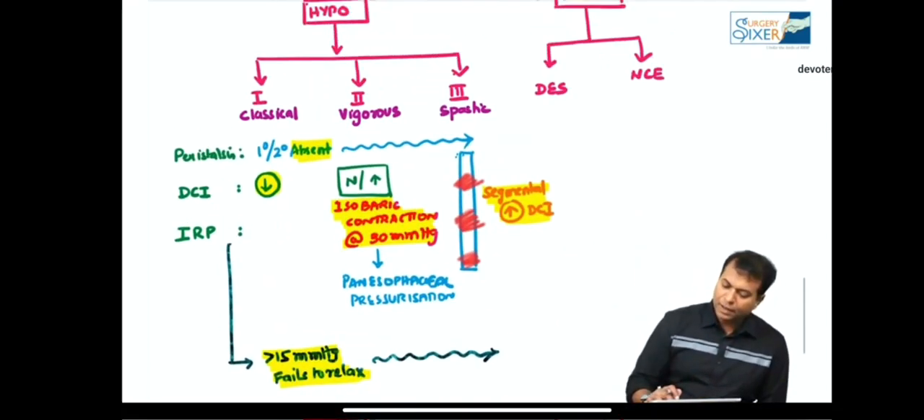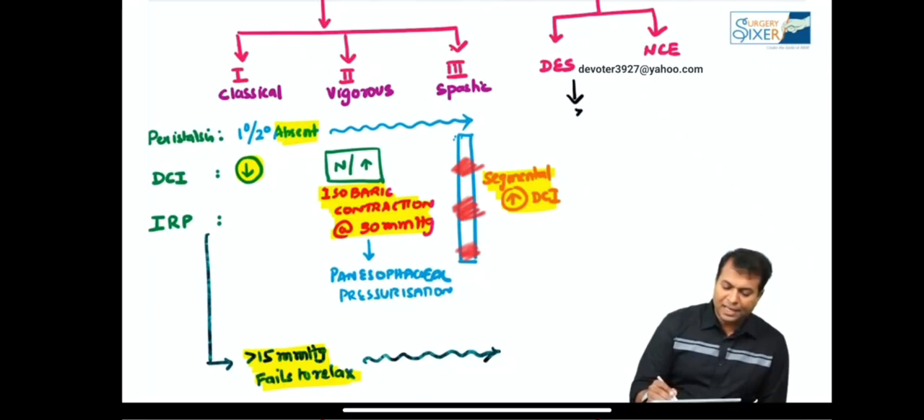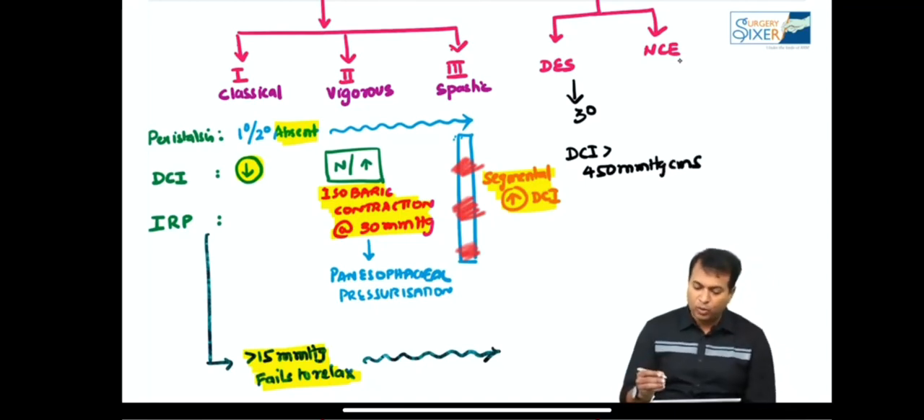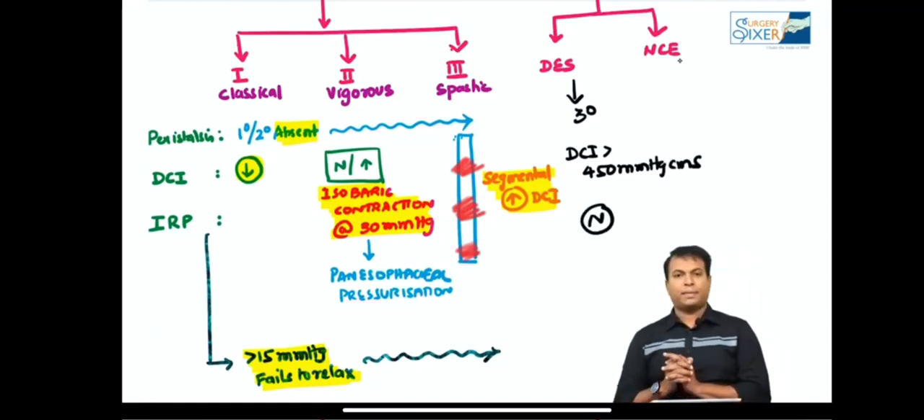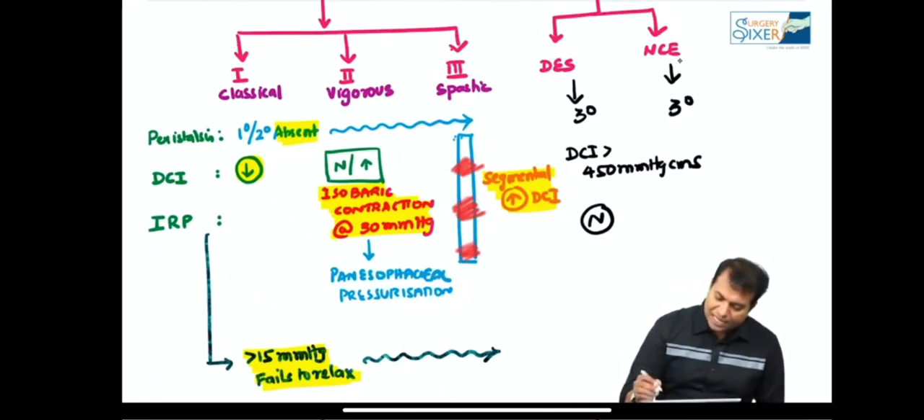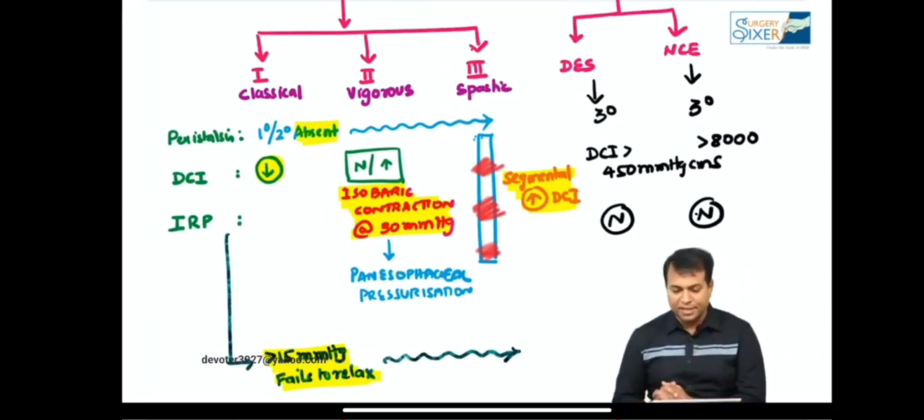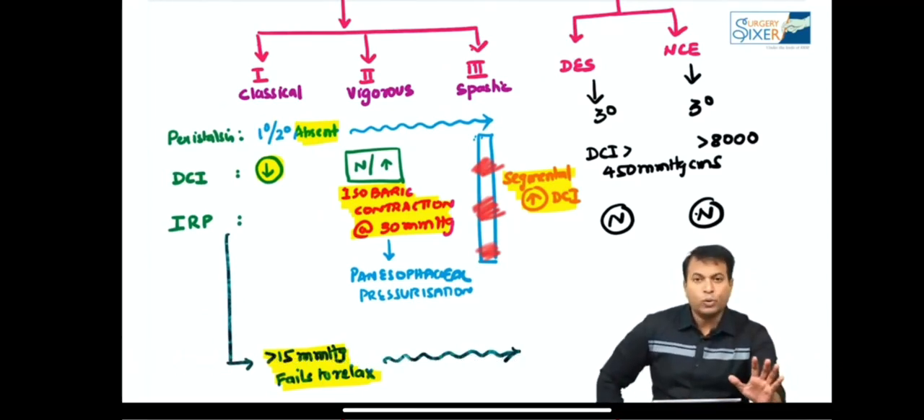Coming to DES, same thing you have to tell. In DES there will be tertiary peristalsis, DCI will be more than 450 millimeters mercury centimeters seconds, and IRP will be normal. In nutcracker esophagus also tertiary peristalsis will be seen, the DCI will be more than 8000 and IRP will be normal. So there is nothing to mug up if you understand the physiology and pathology of these 3 diseases. It's very simple. Okay, I hope you understood this.